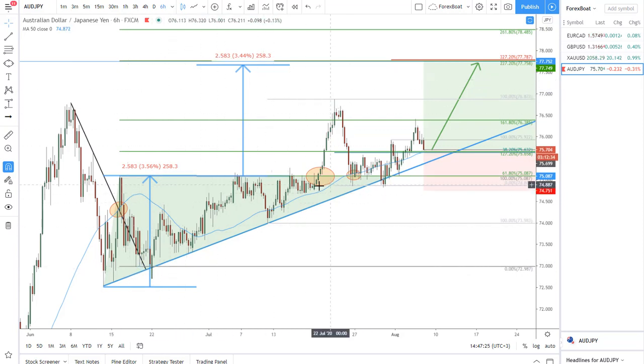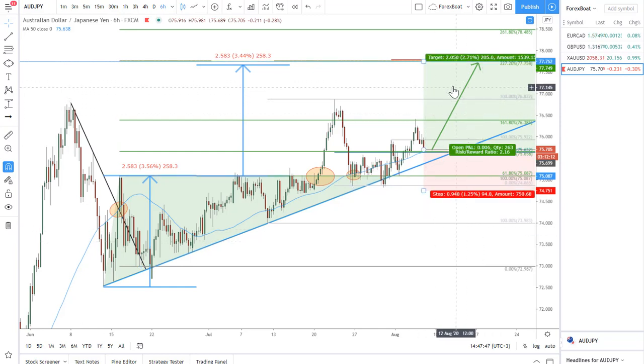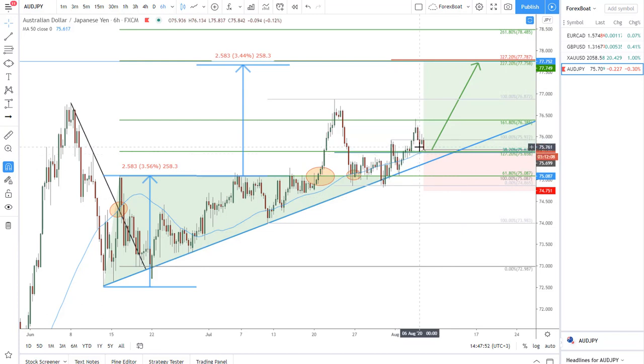What we have is several Fibonacci levels where price might be aiming. 127.2 and 161.8, both of them were broken with a closing price above, break and close. The next level becomes the 227.2 Fibs at 77.75. This means that we might be expecting a 205 pip move from the current price.